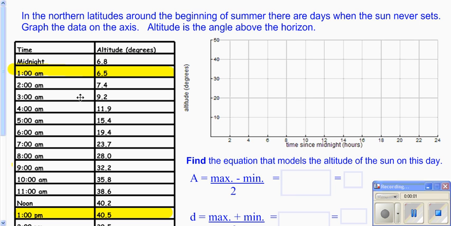Here we have a chart, a table of numbers, in which we need to figure out an equation for the time of the day compared to the altitude in degrees of the sun when we're way up north during the summer where the sun never sets. So if you've not done so, go ahead and plot these points.